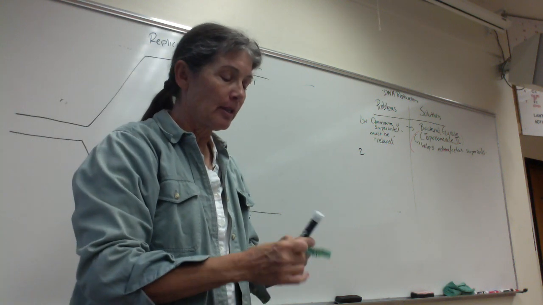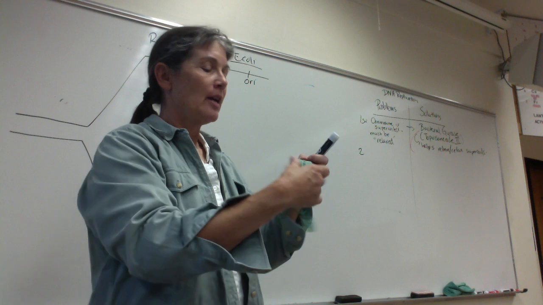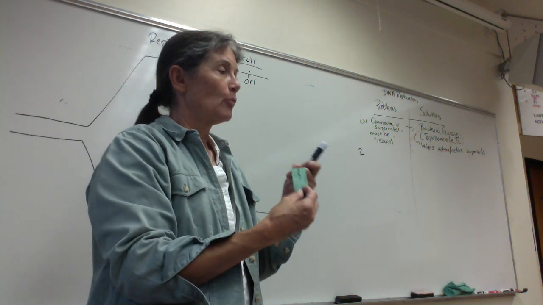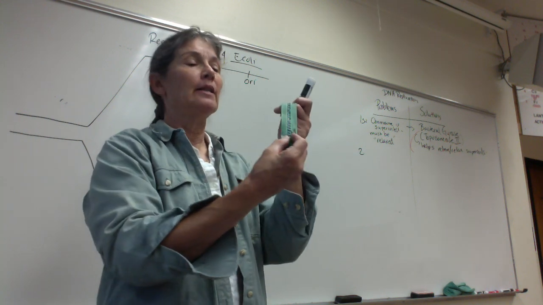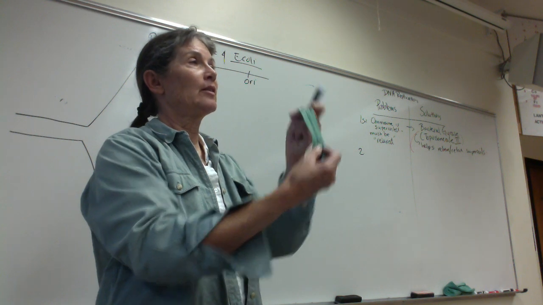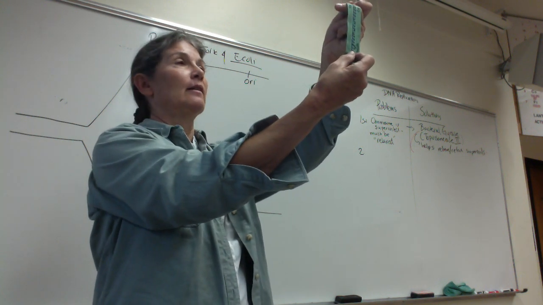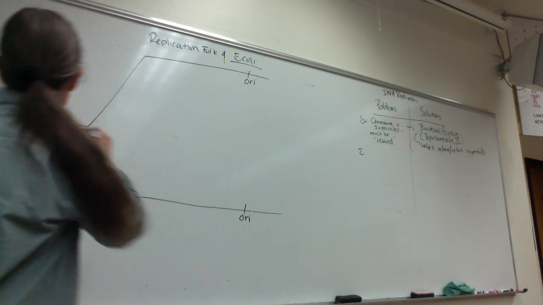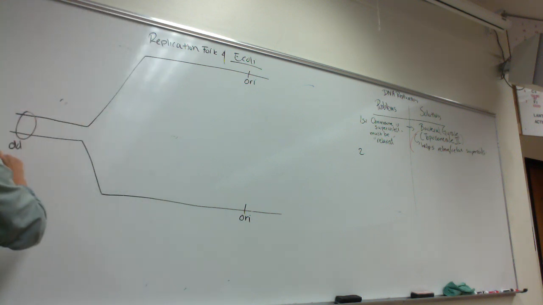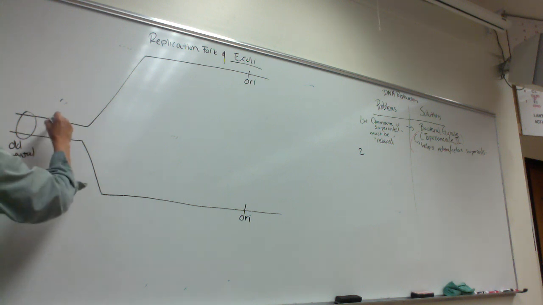The next problem the little E. coli is going to encounter, folks, is now the chromosome is relaxed. It's not supercoiled, but it needs single-strand DNA templates. What does it have to start with? Double-stranded DNA, right? So this is the old parental double-stranded DNA, held together by hydrogen bonds.